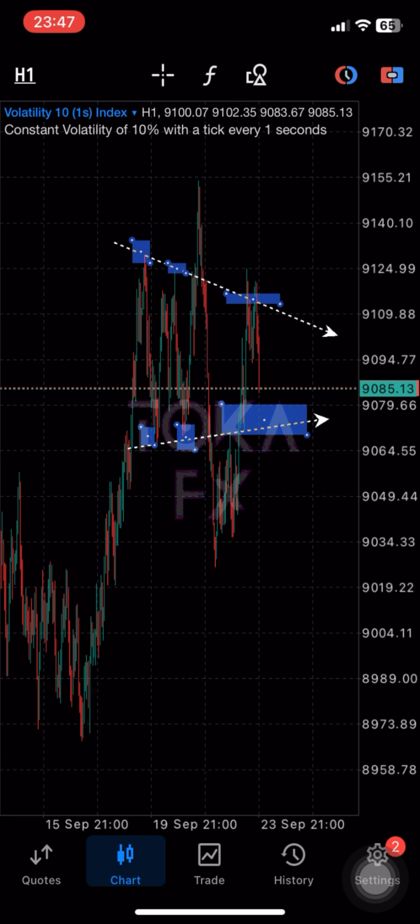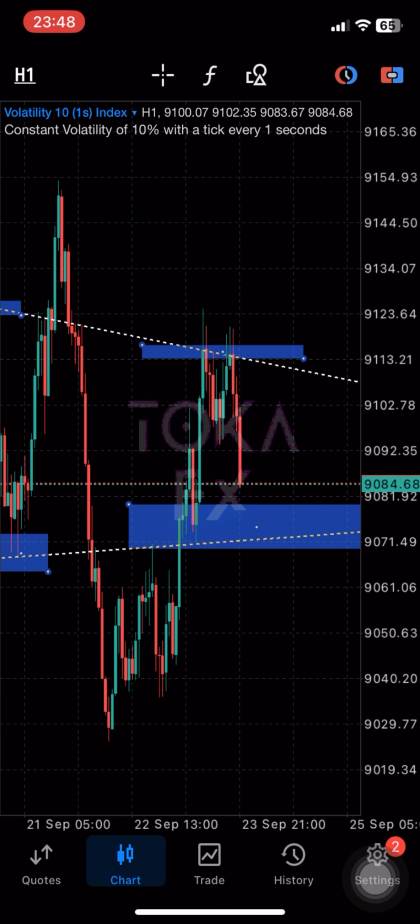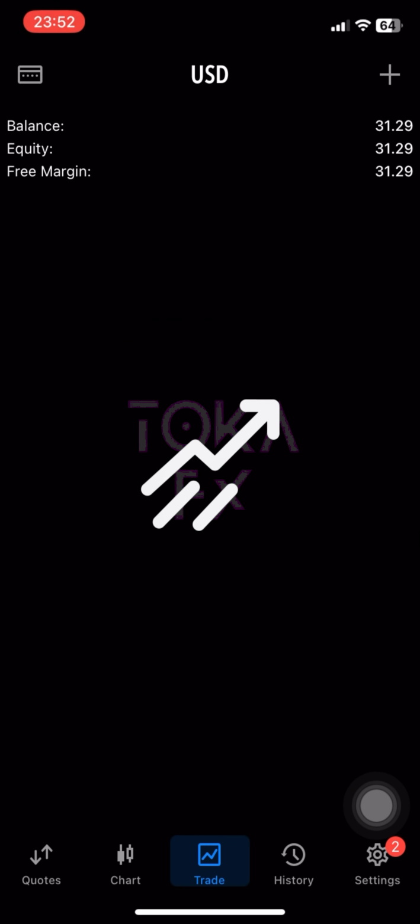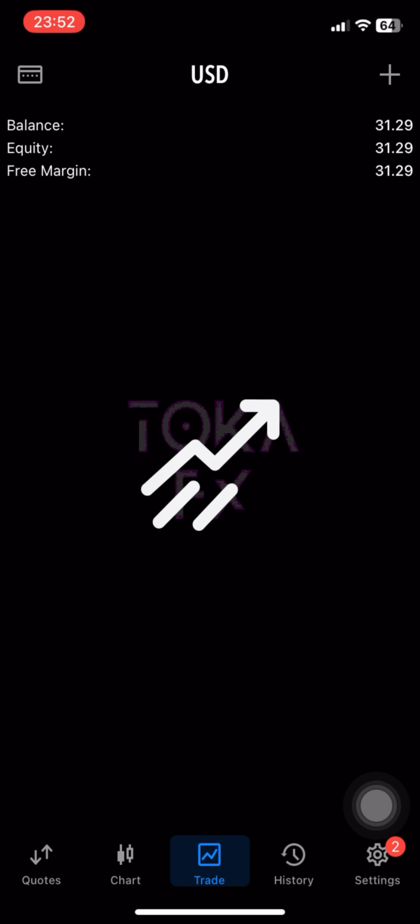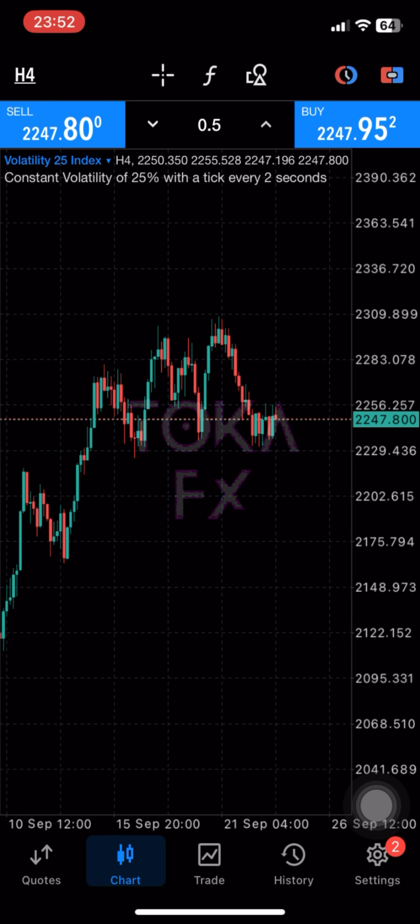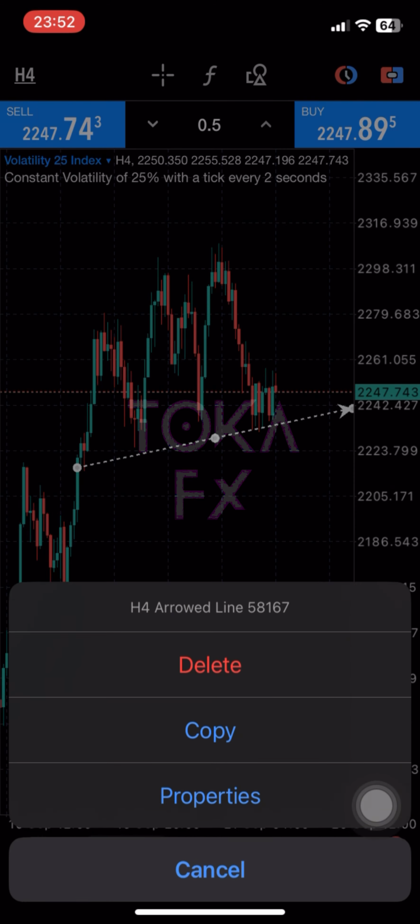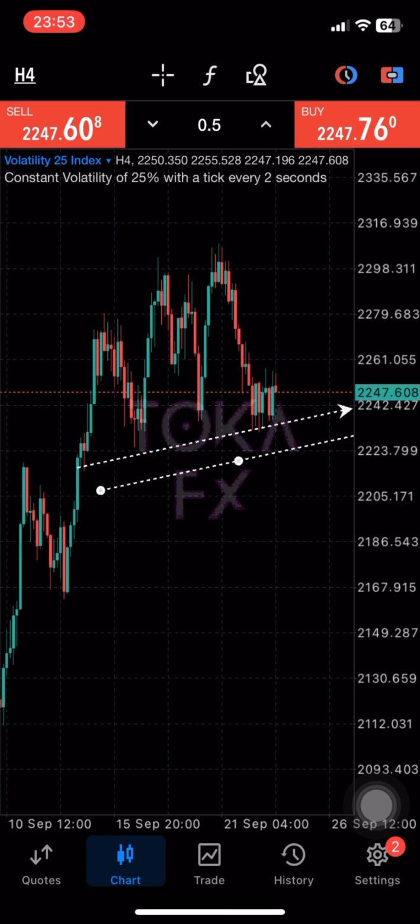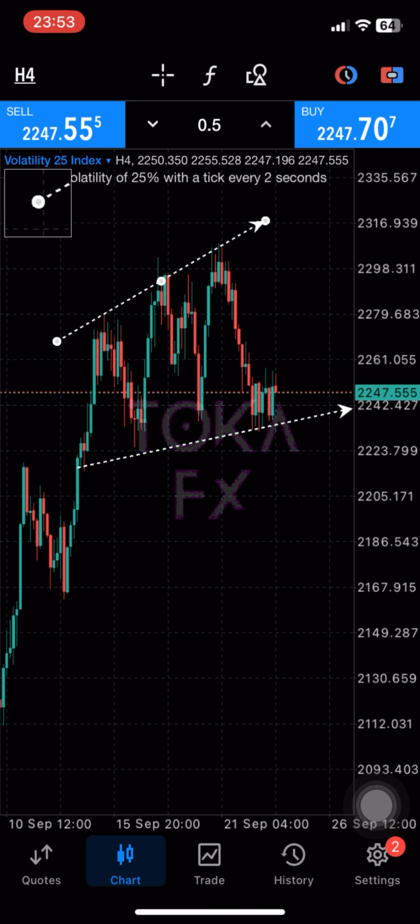So yeah, man, that was a nice setup there. Let's look for other trading opportunities elsewhere. Our $31.29 is still there, and let's see what we can trade here. I've got the Volatility 25 Index, which is one of my favorite indexes. I'm going to draw my trend lines there, and then I'll copy it to the upside. And yeah, no rush.